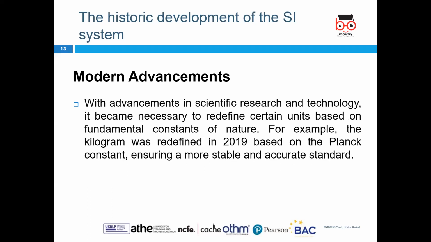And in modern advancements, we see that it has become very important to redefine certain units so that they provide more precision and more accuracy in measuring the 7 fundamental units of the SI system. For example, the kilogram was redefined in 2019 based on the Planck constant, ensuring a more stable and accurate standard. So there are advancements going on, so that there is greater accuracy in measuring the different fundamental parameters.